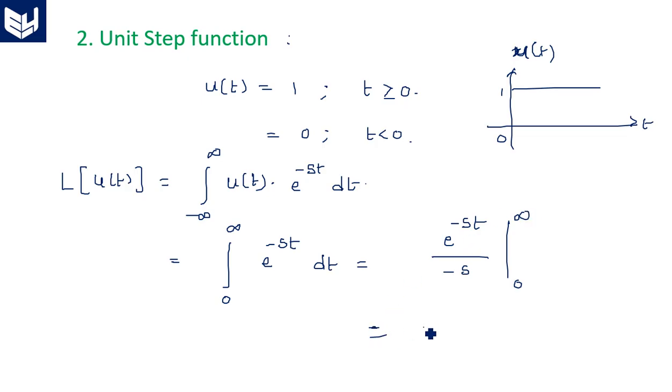So e power minus infinity minus e power 0 by minus s. That is equal to e power minus infinity, which is 1 by e power infinity, nothing but 1 by infinity, that is equal to 0. So 0 minus 1 by minus s, this is nothing but 1 by s. So the unit step signal has the Laplace transform 1 by s.